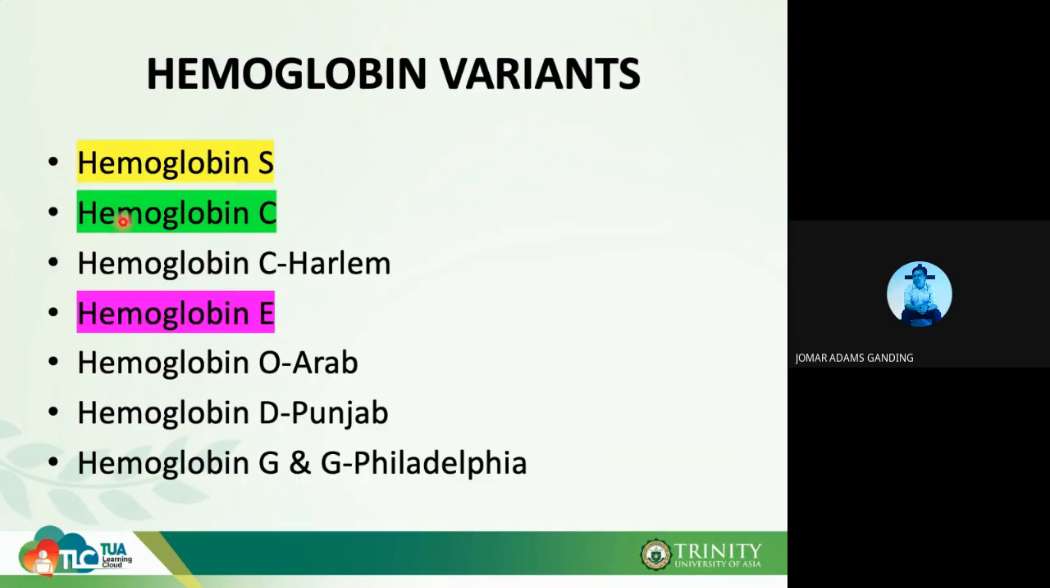Why do I have this yellow, this different coding? So hemoglobin S is actually the most common and the most severe. Your hemoglobin C is the second most common. Hemoglobin E is the second most common hemoglobin variant. Okay? Your S, C, E are the most common. Most severe, S.